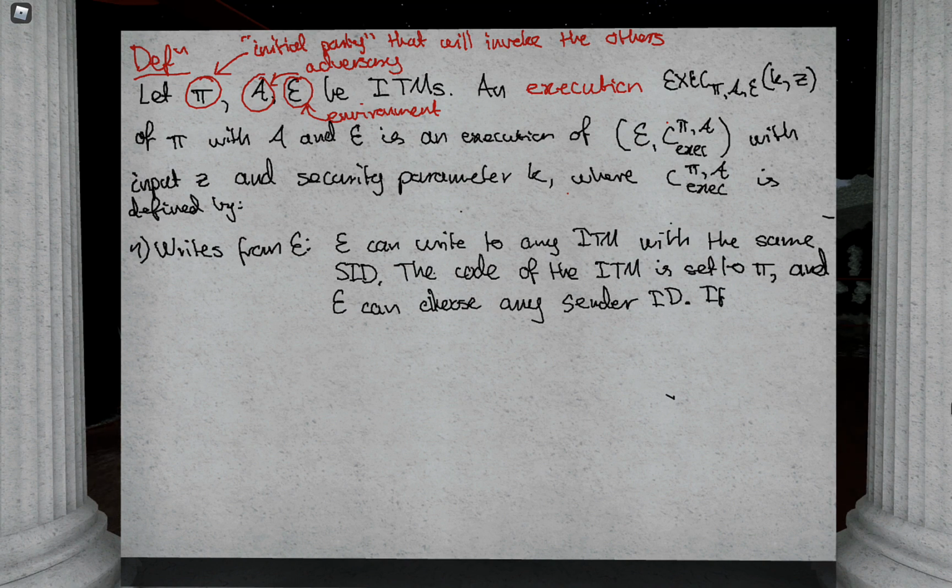If the party ID is, we're going to choose a special symbol, diamond, to represent the adversary. And the code is then, instead, set to A. Okay, so the environment gets initial control. It can send a message to the protocol. It can also send a message to the adversary, and the control function ensures that's all it's allowed to do. It can only communicate with the protocol and the adversary.